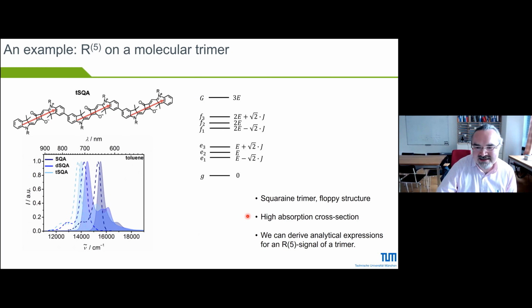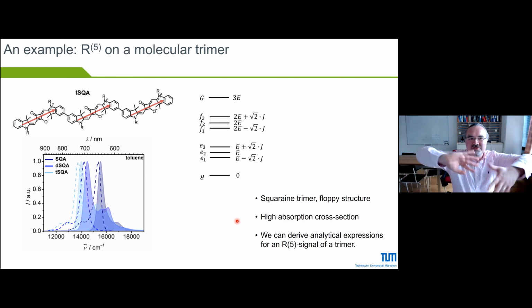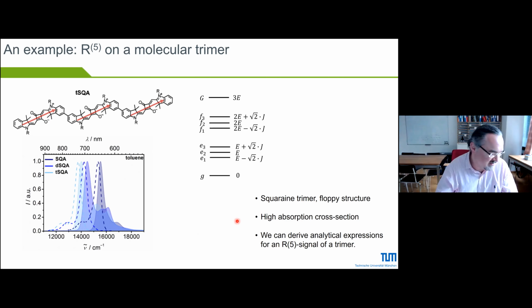A bit of a downside, it's floppy. So we will have to consider more than one conformer. And this is where our friends from quantum chemistry come in to calculate the most probable structures for us. We only had to look at 2 structures to get a good view on the entire dynamics. And of course, a trimer is still small enough so that we can use our formal approach and calculate signals in limited time. Now, let's calculate something.